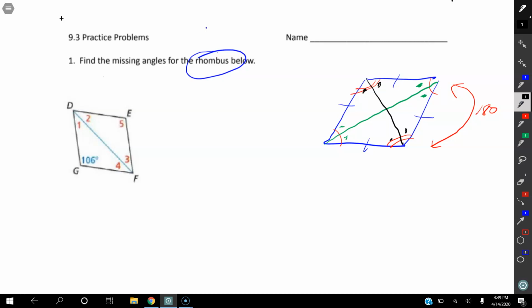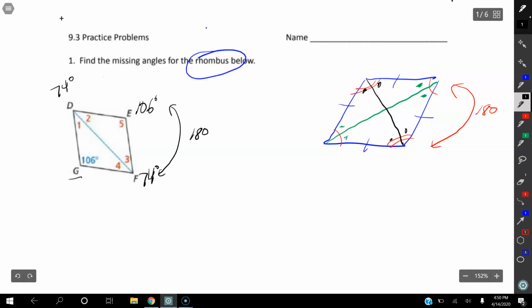So if G is 106, the opposite angle E, which is angle 5, is also 106. Now we're going to use that consecutive angles are 180. So 106 from 180 would be 74 degrees. So that's how much angle F is. So angle D would also be 74 degrees.